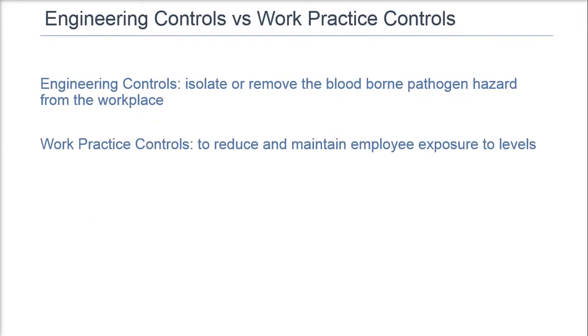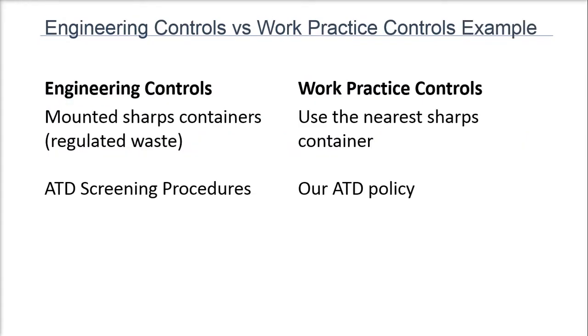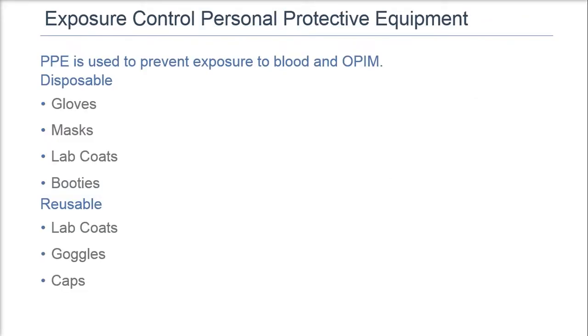Personal protective equipment is used to prevent exposure to blood and other potentially infectious materials. We have disposable products available such as gloves, masks, lab coats, and booties. And we have some reusable items as well, such as lab coats, goggles, and caps. It's important that you follow the guideline posted when putting on your PPEs.